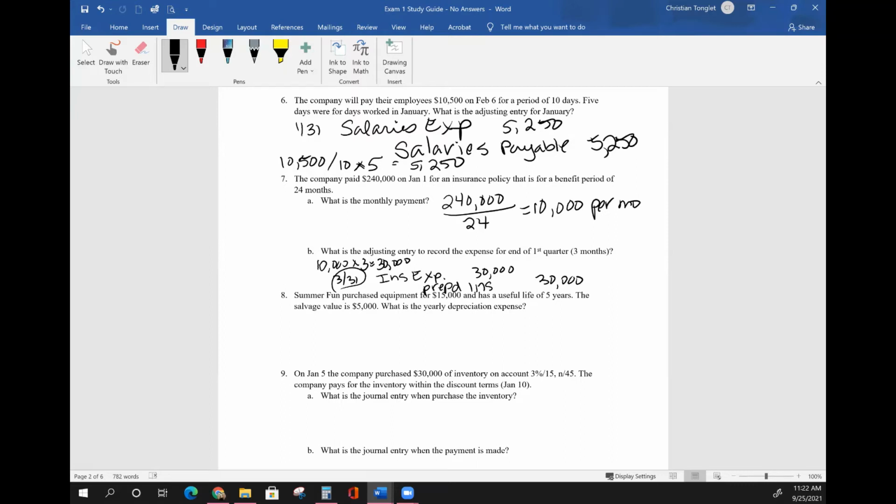So when we bought the policy on January 1, when we paid for it on January 1, our entry would have been to debit prepaid insurance for 240,000, and then we would have had a credit to cash for 240. Okay, so that would have been the entry when we purchased it. I didn't ask for that entry, but that's what we had done in the previous example. So on January 1, when I put this policy on the books, it's sitting in prepaid insurance. So that's why in this adjusting entry, I'm crediting prepaid insurance because I've already paid for it.